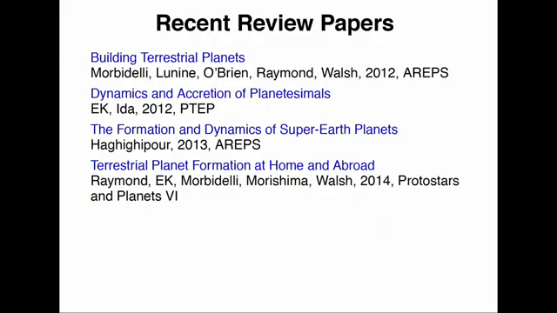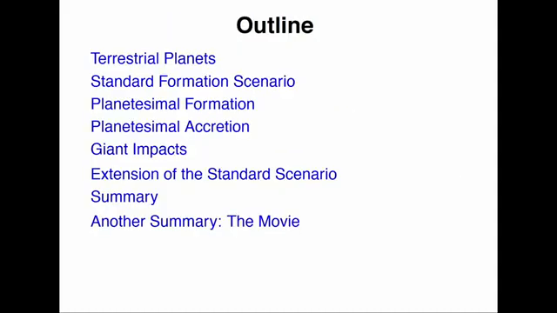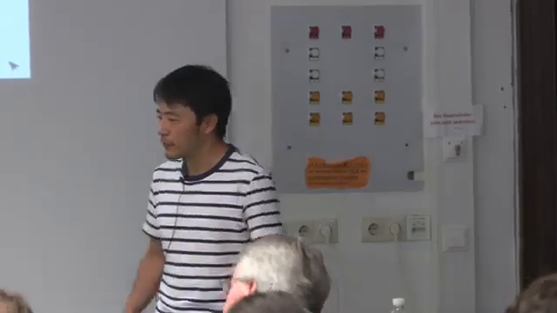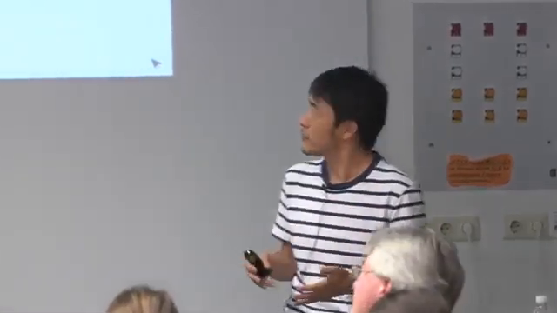These are about the formation of terrestrial planets, not only in the solar system, but in exoplanetary systems too. You can find this view graph on the net later this conference. Okay, so this is the outline of my talk. Let me start with introducing some important properties of terrestrial planets in the solar system. Then I'd like to explain the basics of the standard formation scenario, or the conventional formation scenario.